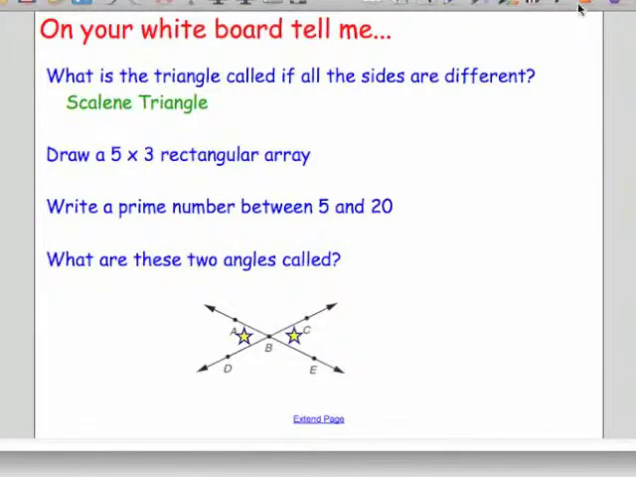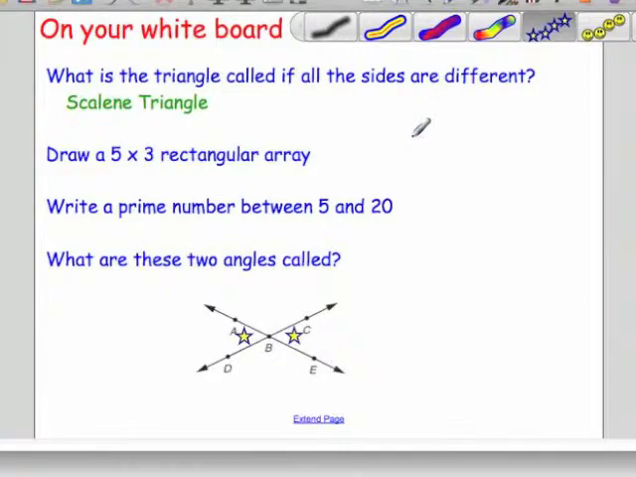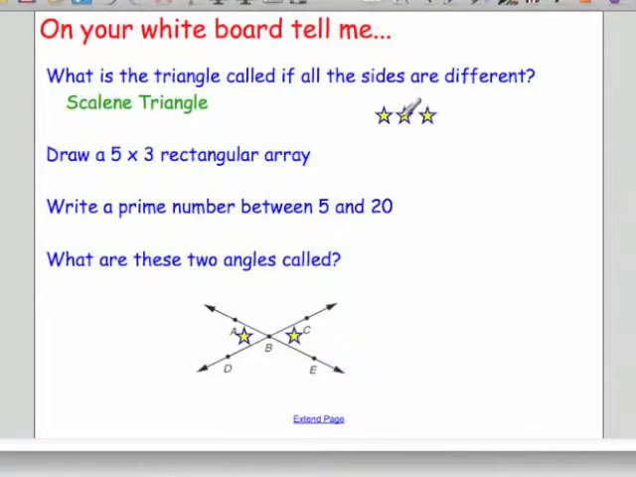Draw a 3x5 rectangular array. That might look like this. 1, 2, 3. 1, 2, 3. 1, 2, 3. 1, 2, 3. 1, 2, 3. All right, 3x5 array right there for you.